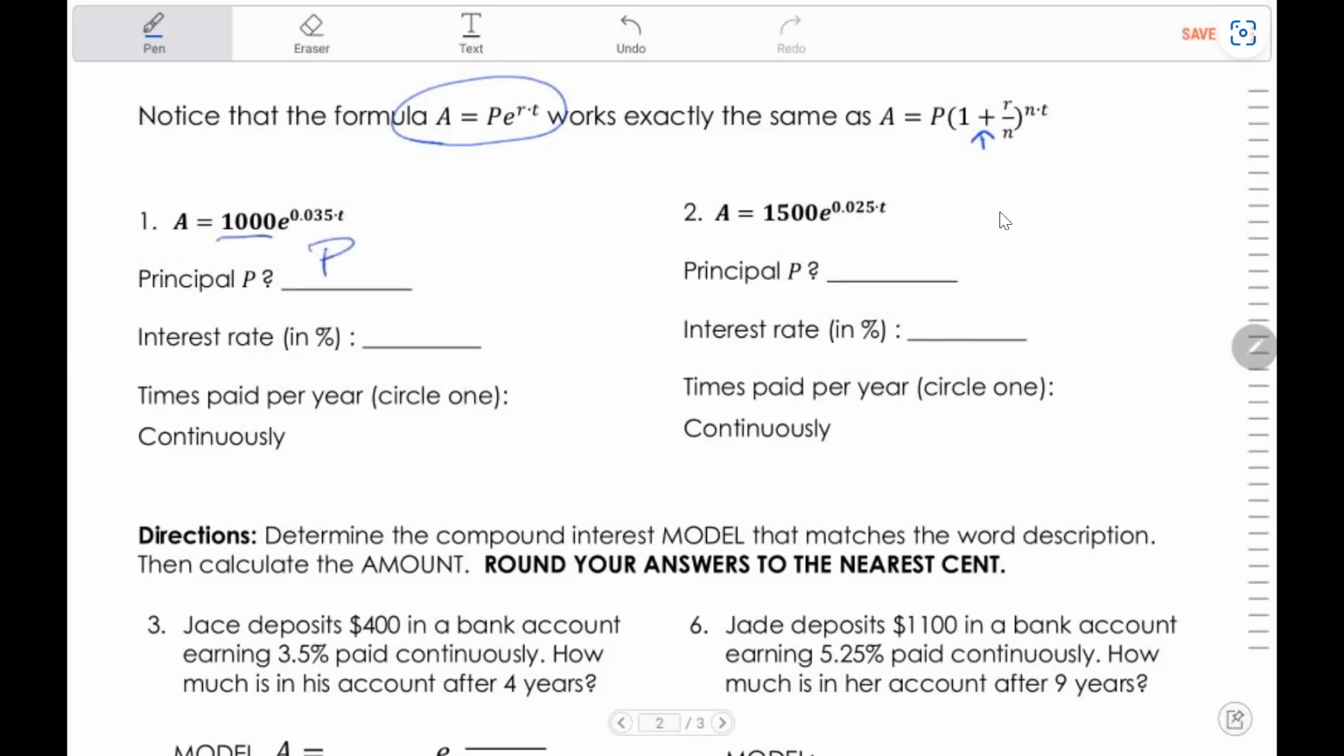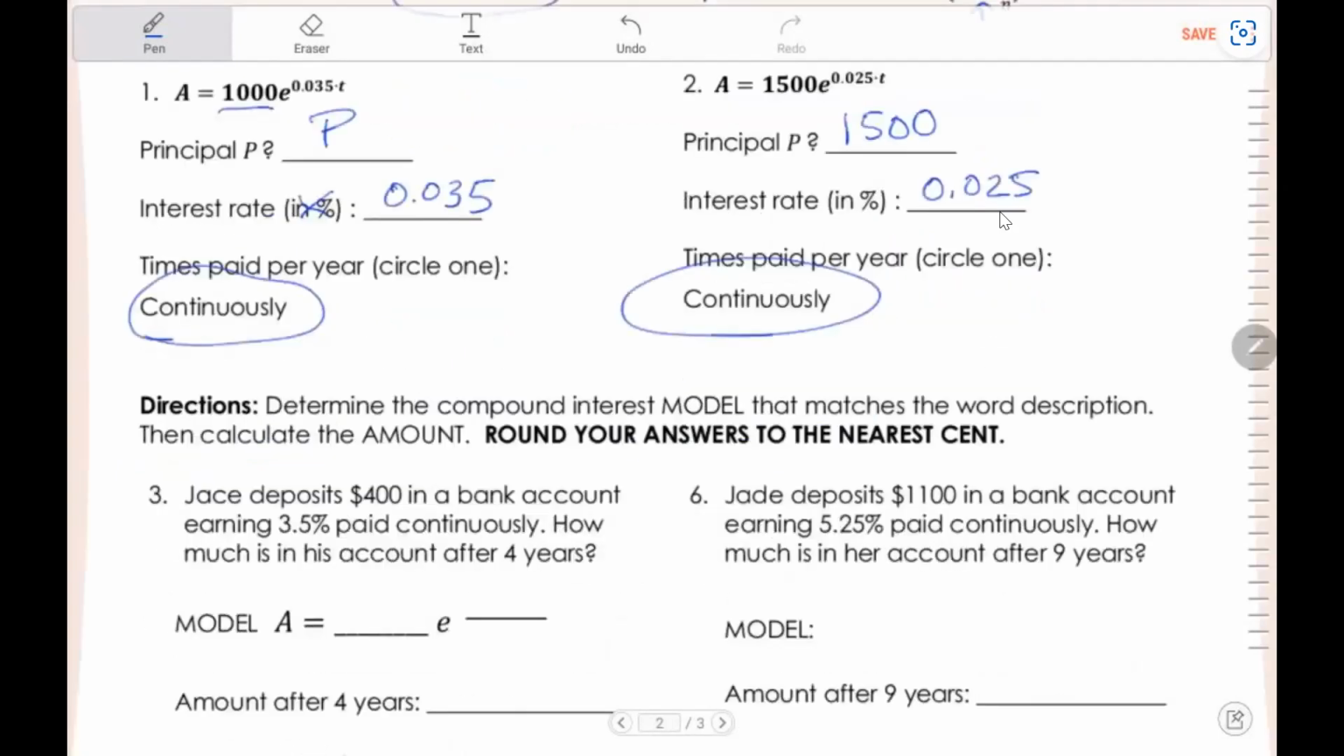So we have P, and what is the interest rate? So the interest rate in decimal, it says percent here, but don't put the percent there, 0.35, and it's paid continuously. And the same here, 1,500, and the interest rate is 0.025, and it's paid continuously. So let's look at one of our problems here.